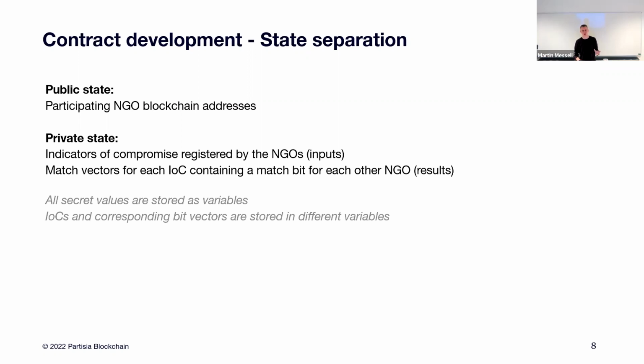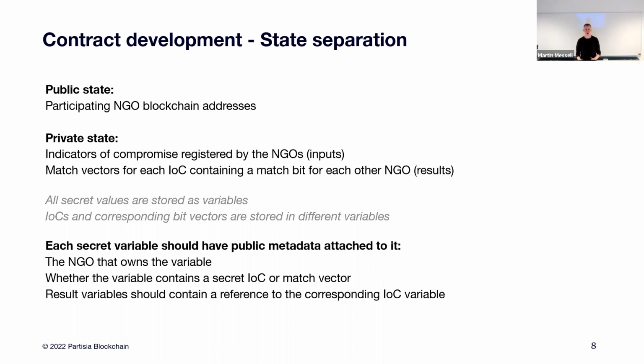One thing to note is that all secret values are stored equally as variables. It's just a list of variables on the contract, which means that IOCs and the corresponding bit vectors are stored in different variables. Some of them are inputs, some of them are results, but they just look the same. So we have to add some public metadata to these things.